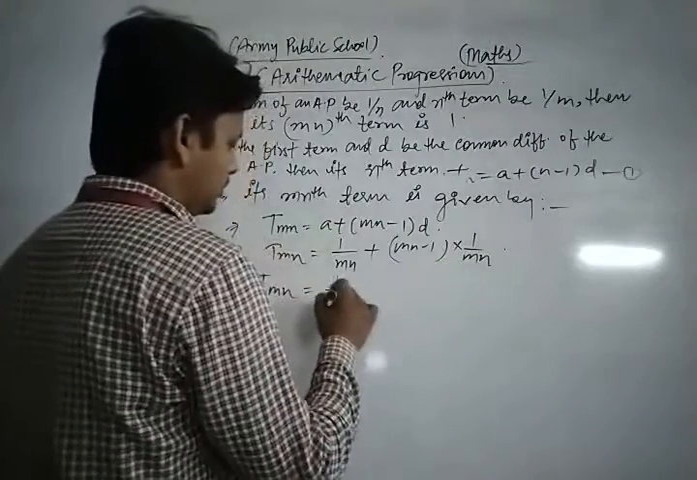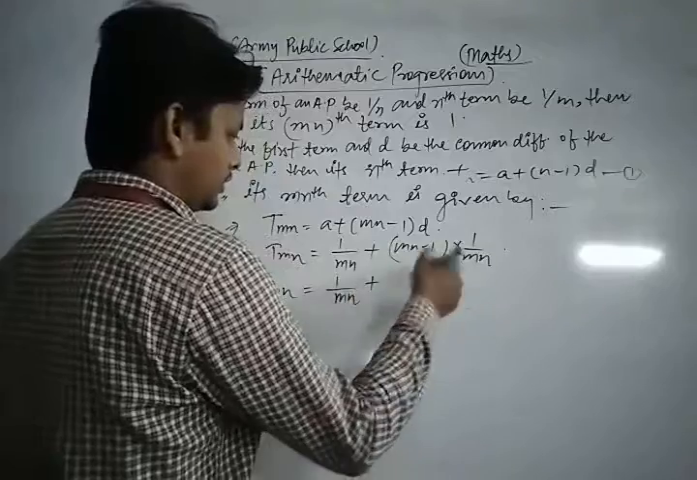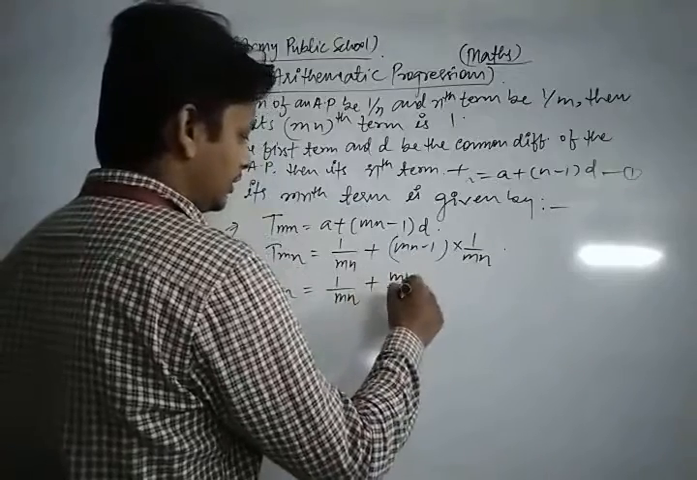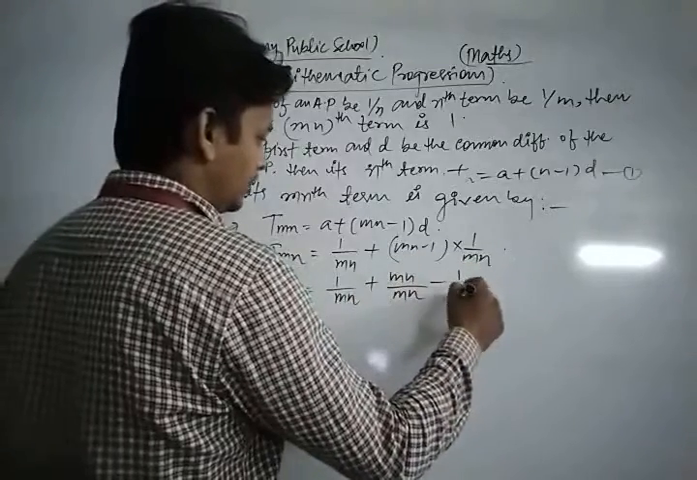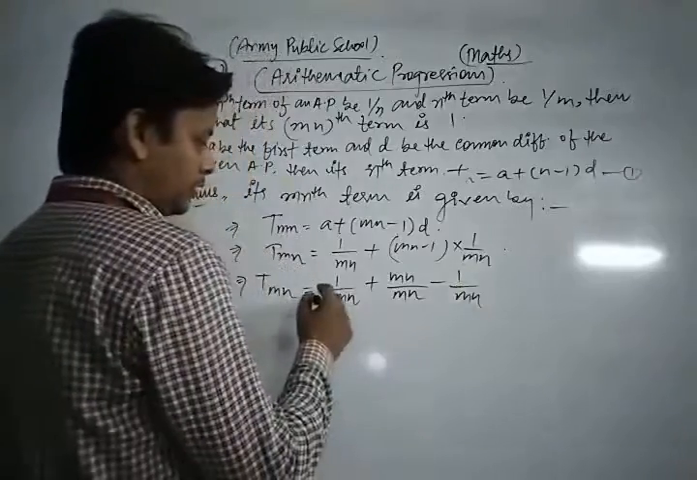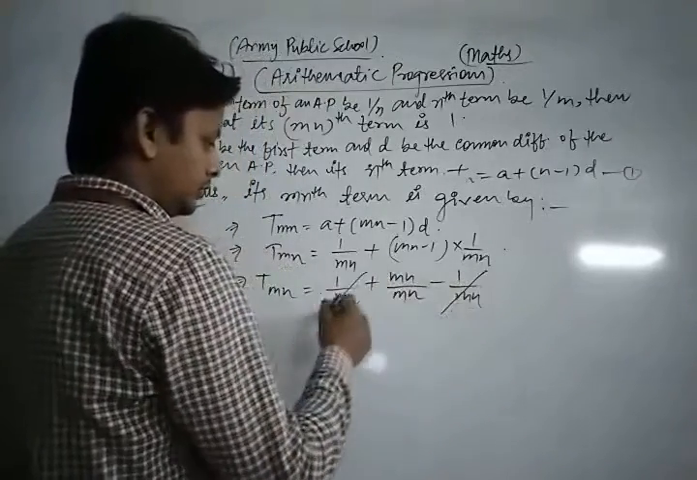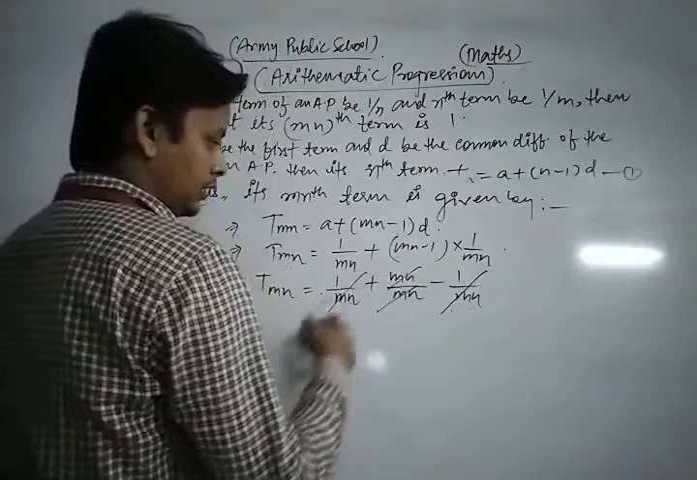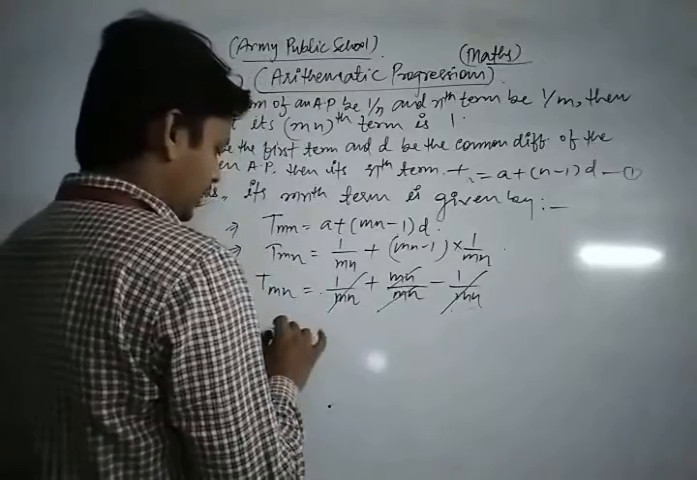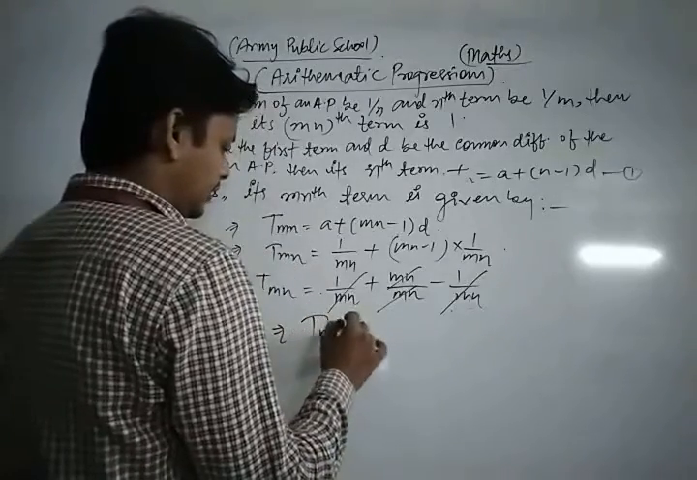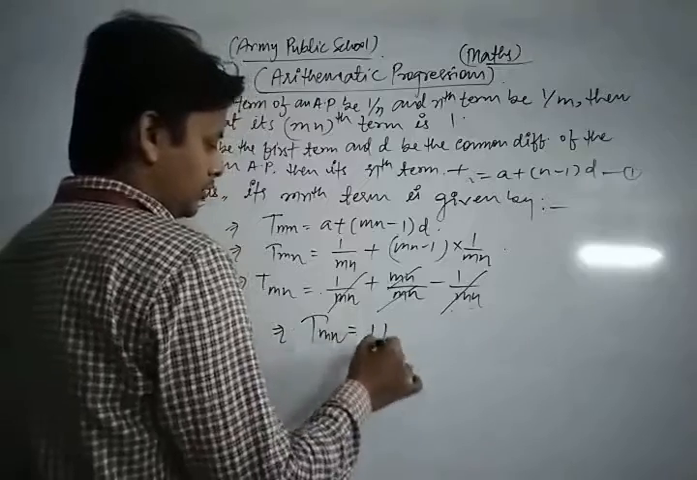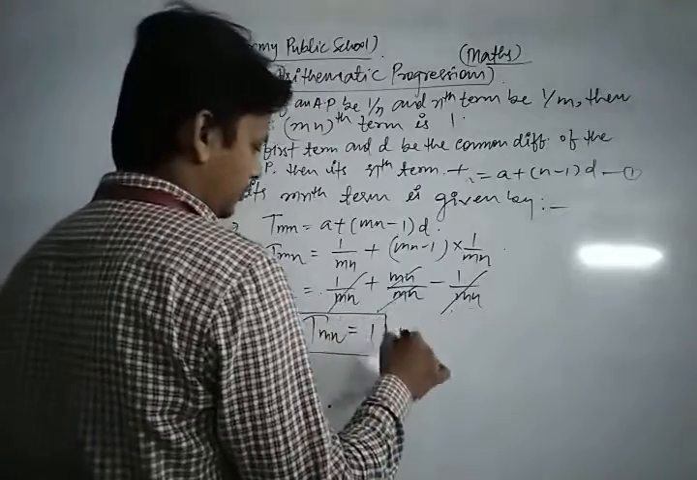amn is equal to 1 upon mn plus, we multiply them, so mn upon mn minus 1 upon mn. Now plus 1 upon mn minus 1 upon mn, these terms cancel each other, mn also cancels, so we get the mnth term is 1. Hence proved.